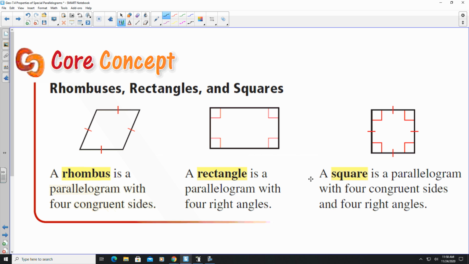So when we are looking at a rhombus, a rhombus is a parallelogram, more specifically looking at its side measurements, and those side measurements have four congruent sides. A rectangle is a parallelogram that has four right angles in the interior, and then a square is a parallelogram, but it's kind of a combination of a rhombus and a rectangle where its four sides are congruent and it has four right angles.